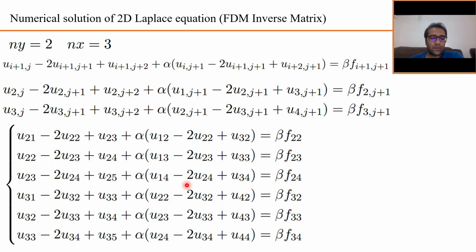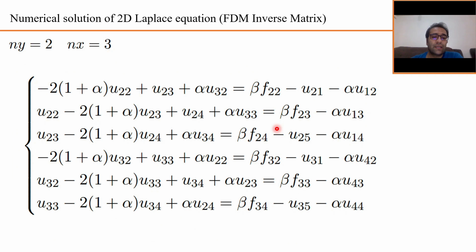And if I again multiply this alpha inside this bracket, factor out the common terms, and bring the known values from the boundaries to the right part of the system of equations, I will end up with this. You see, all terms here, U21, U12, U13, and the rest are known.